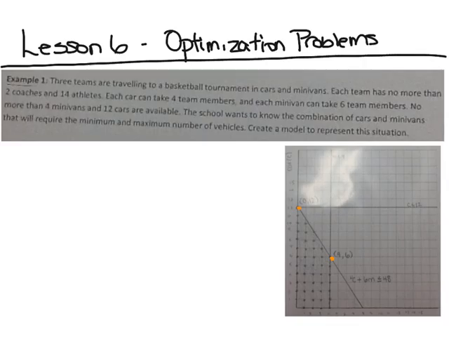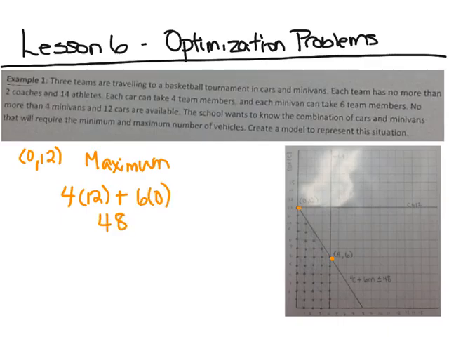The first intersection at 0, 12 is going to be our maximum number. We can find this by plugging it into our equation for the number of people, or to find the number of vehicles. So we have 4 times 12 plus 6 times 0, and this equals 48. The maximum solution to get all of the people would have 12 cars and 0 minivans, so 12 vehicles altogether.